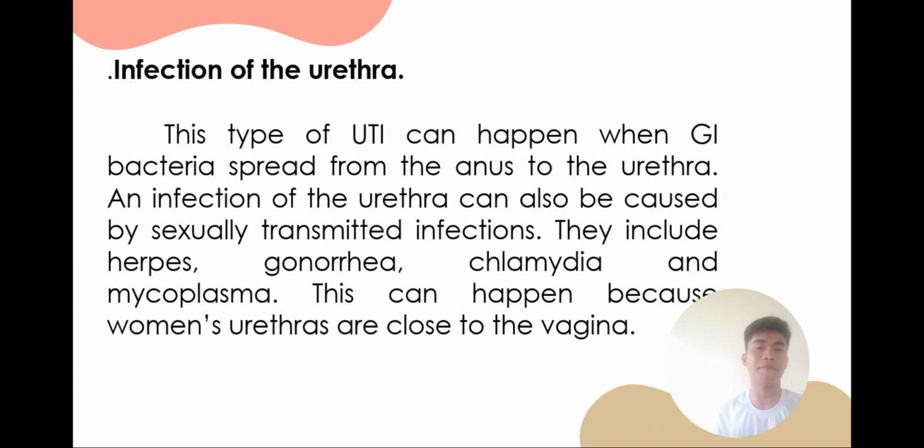So here we have the infection of the urethra. This type of UTI can happen when GI bacteria spread from the anus to the urethra. An infection of the urethra can also be caused by sexually transmitted infections. They include herpes, gonorrhea, chlamydia, and mycoplasma. This can happen because women's urethras are close to the vagina.